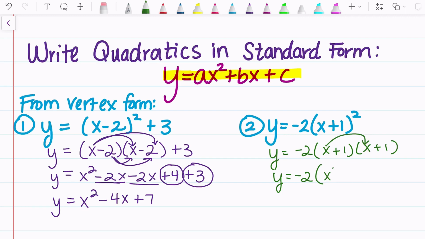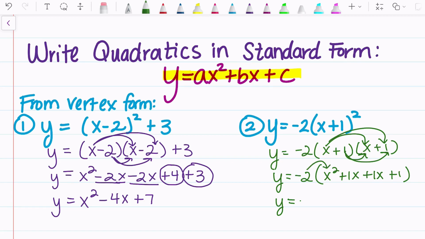X times x is x squared. X times 1 is 1x. 1 times x is 1x. And 1 times 1 is 1. Now, I put these in parentheses because I knew that negative 2 was still hanging out outside and it's multiplying.